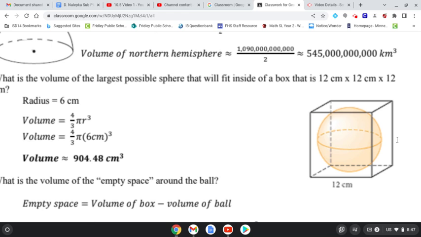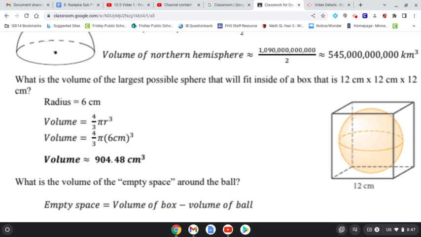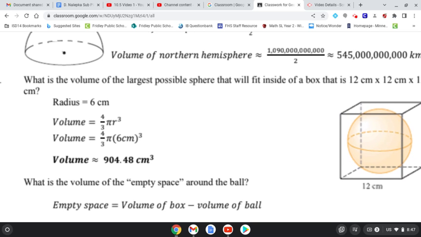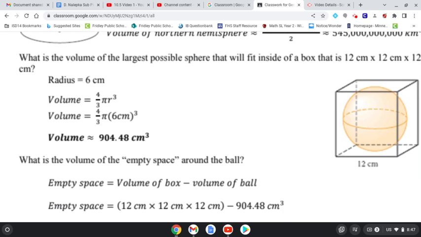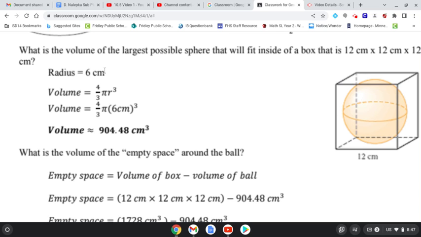So if all the way across our box is 12 centimeters, from left to right, bottom to top, halfway across would be 6 centimeters. So the radius of the sphere would be 6 centimeters. So what they're asking is, what's the volume of a sphere that has a radius of 6 centimeters? So we simply take our formula, 4/3 pi r cubed, and we replace the r with 6. So there we go. There's the 6 centimeters.